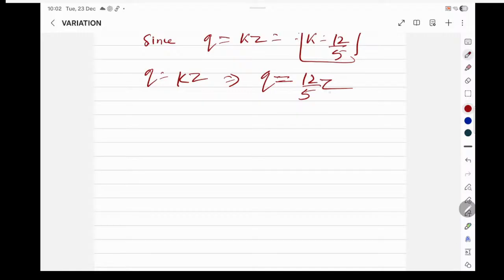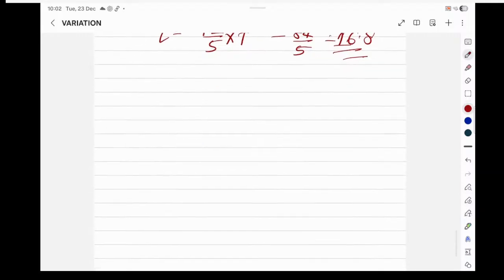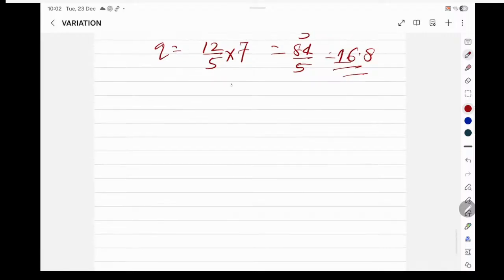So if you put the value g is equal to 7, you get 84 over 5, that is 16.8, as the given function. Now to plot the graph of this function, first you draw the Cartesian coordinate plane.